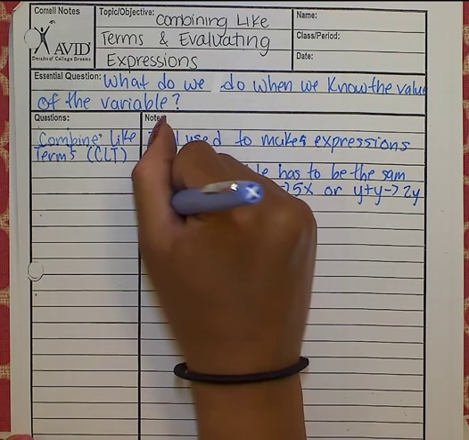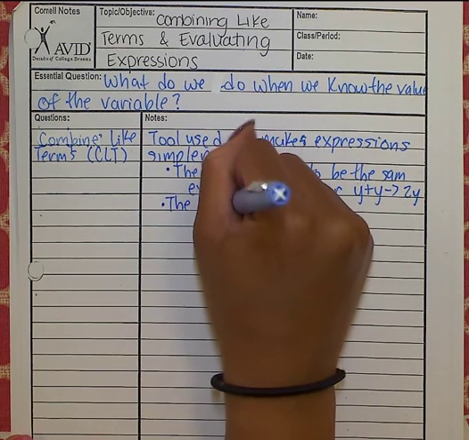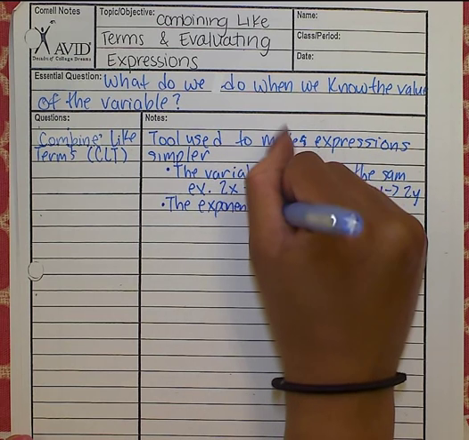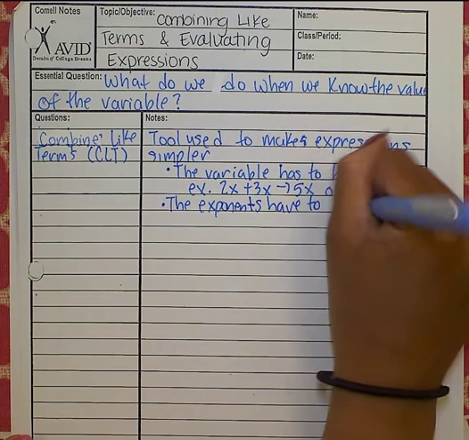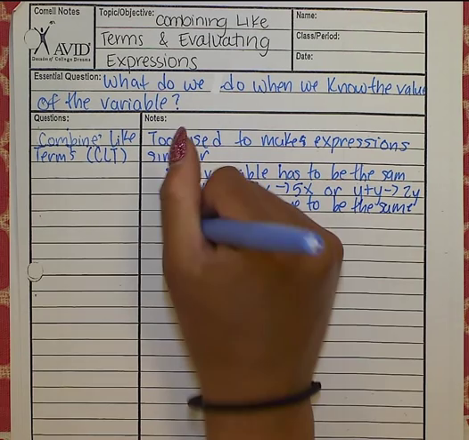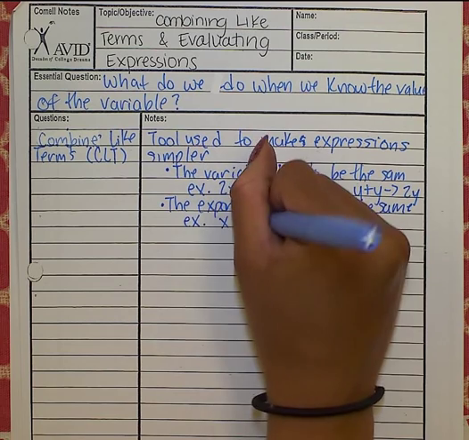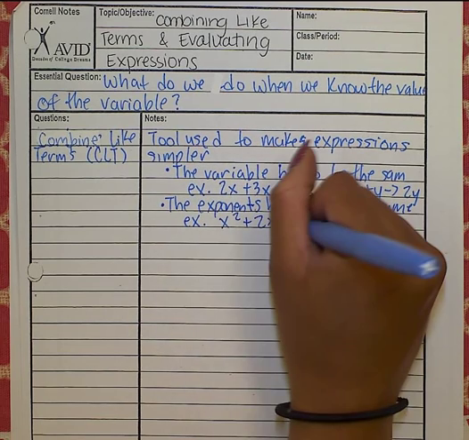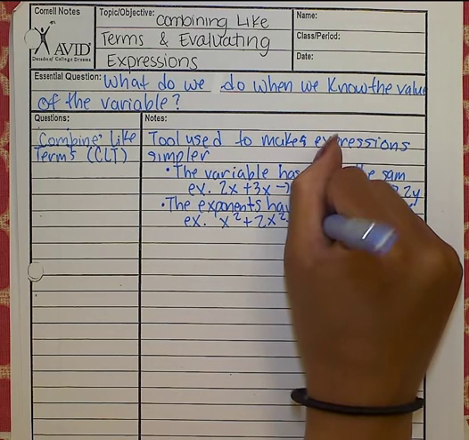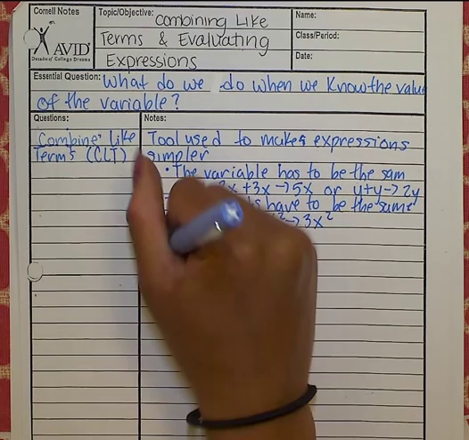The second rule is that the exponents have to be the same. We haven't dealt too much with exponents, but an example would be if I gave you the problem x squared plus 2x squared. They can combine, because this is 1x squared, this is 2x squared, together makes 3x squared.